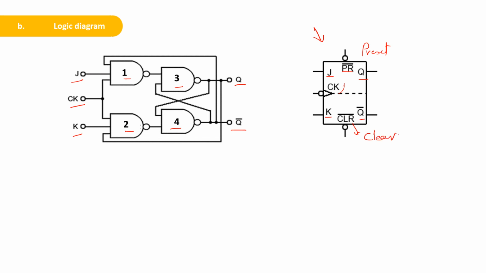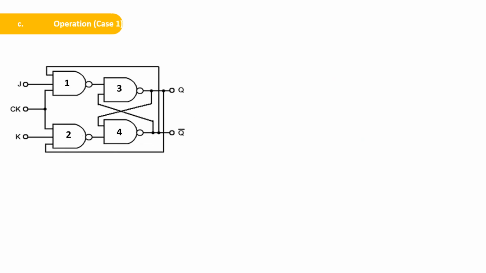Now we can go through the working of the JK flip-flop. Next we can discuss the operation of the JK flip-flop. We can take the input combinations one by one. So first we can take J is equal to 0 and K is equal to 0. Now when J is equal to 0 and K is equal to 0, we have to apply the clock signal, then only your flip-flop will work. So this signal should be equal to 1.